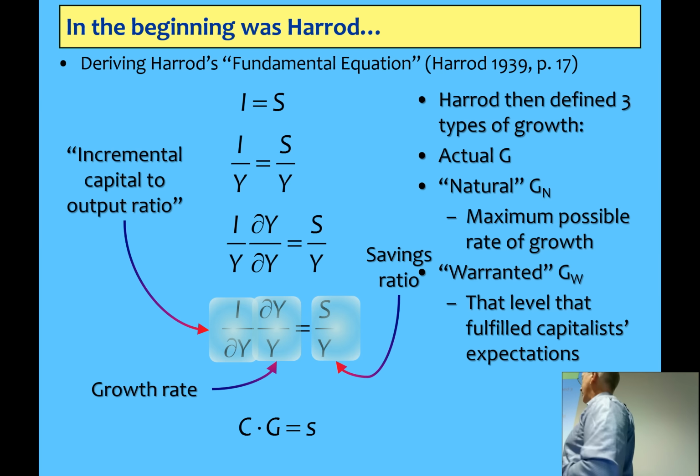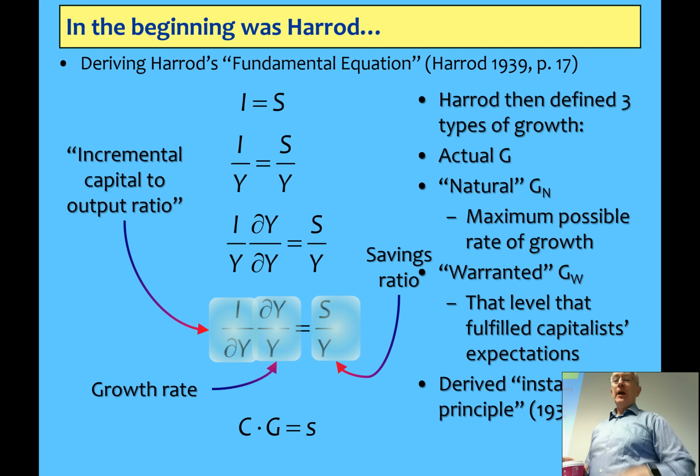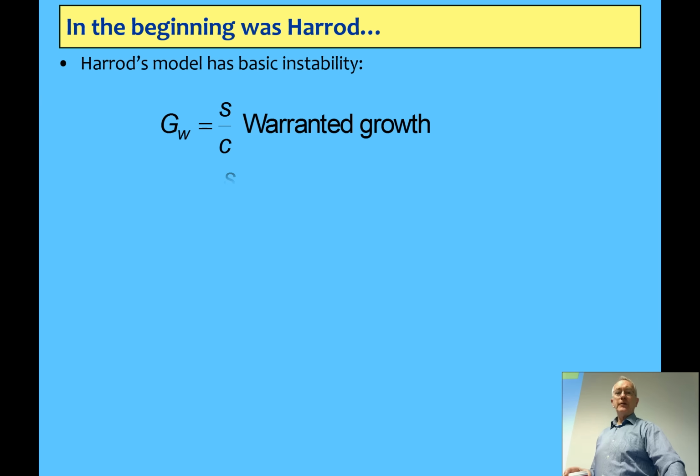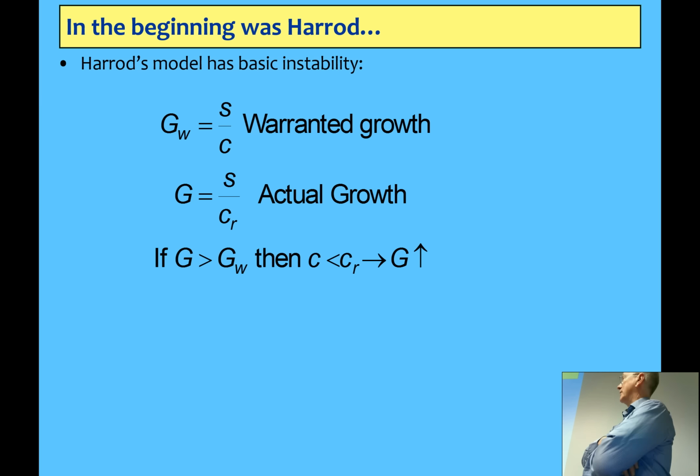Then he called the warranted growth rate, and that's the level that fulfills the expectations capitalists have that will lead them to doing exactly the same thing in a later year. So those are the terms he put together. And from that he derived what he called his instability principle. So the basic instability: these are the two main forms of the growth equation. The GN comes in to explain cyclical turning points. But the warranted rate of growth is the ratio between the savings rate and the capital output ratio, the ICOR, that leads to capitalists making exactly the same decisions in the future that they've made in the past. S over C, he called the actual growth rate.